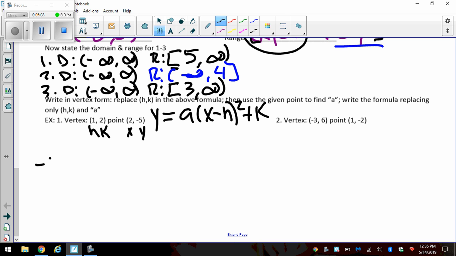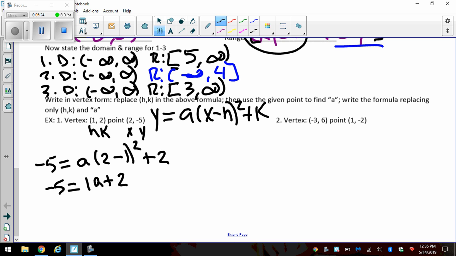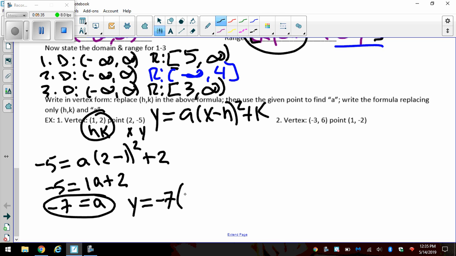So we're going to have negative 5 equals a, since we don't know our a value, times x, which is 2, minus my h, which is the 1, squared, plus the k, which is a 2 there. So this right here, 1 squared is 1, so I have negative 5 equals 1a. I don't have to write the 1, but I did. Minus over your 2, my a is negative 7. So now that I know my a and my h, k, I'm just going to plug it into the formula. Y equals negative 7, x minus my h squared plus my k.